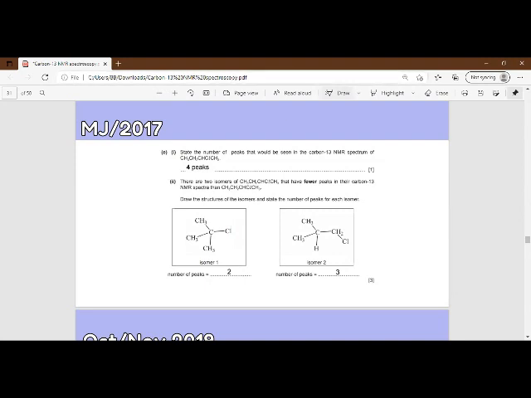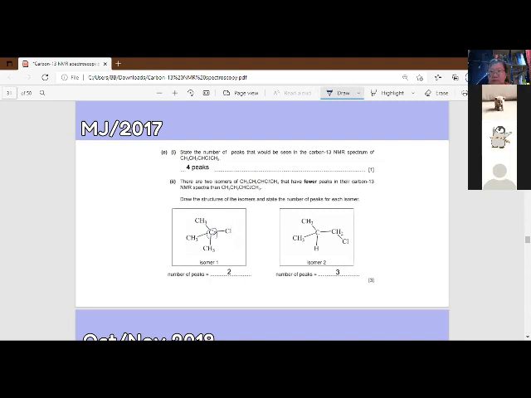So the first one is isomer 1. It has 2 peaks. So look at each of the carbon. This carbon is 1 environment, and these 3 carbons are in the same environment, hence it has 2 peaks. Whereas in isomer 2, this carbon is 1, these 2 carbons are in the same environment, and this carbon is another environment. So basically it has 3 peaks.